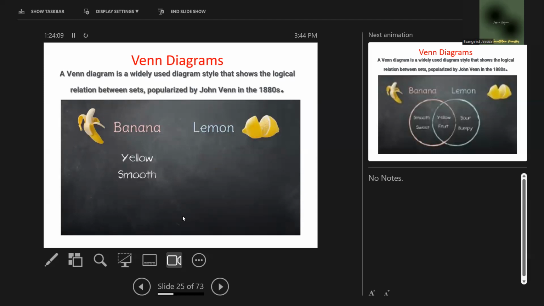Smooth, sweet, fruit, fruit, yellow, sour, pumpkin.